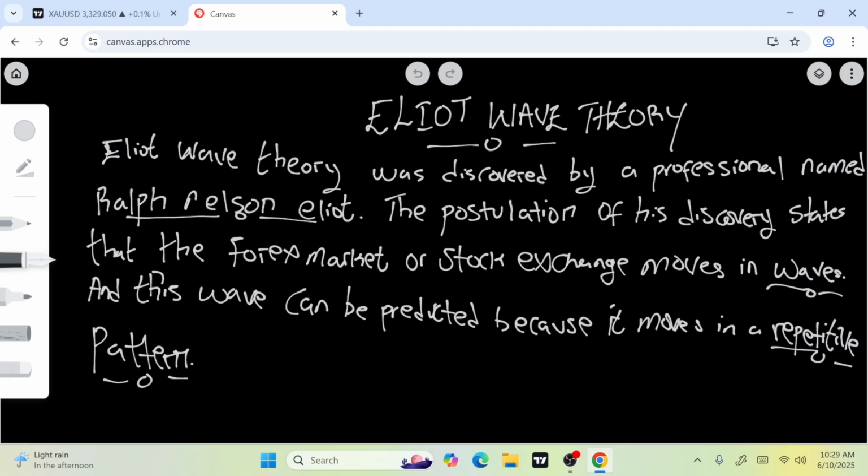That is why, please take note of this word, waves, and take note of repetitive what? Pattern. Take note of repetitive pattern. It is very important. Repetitive pattern.